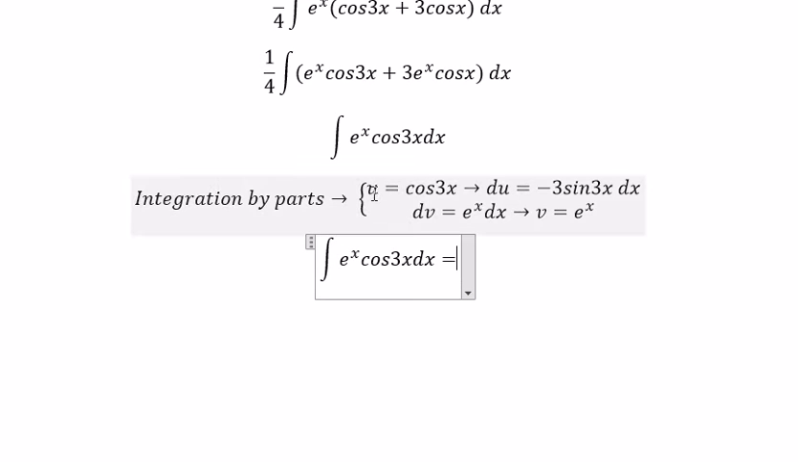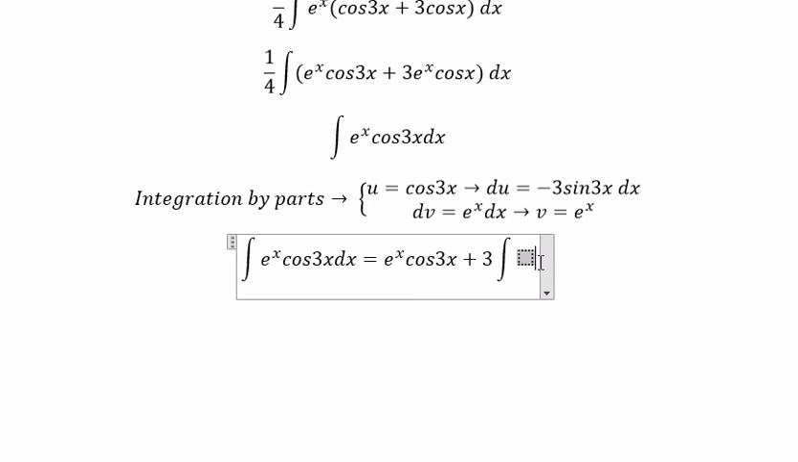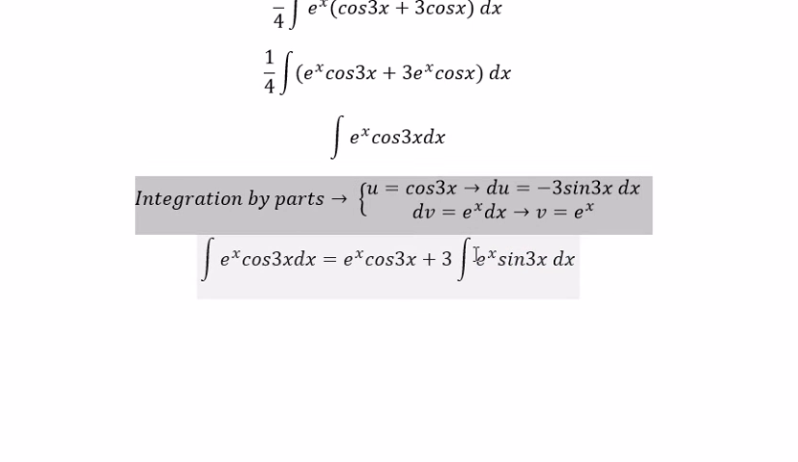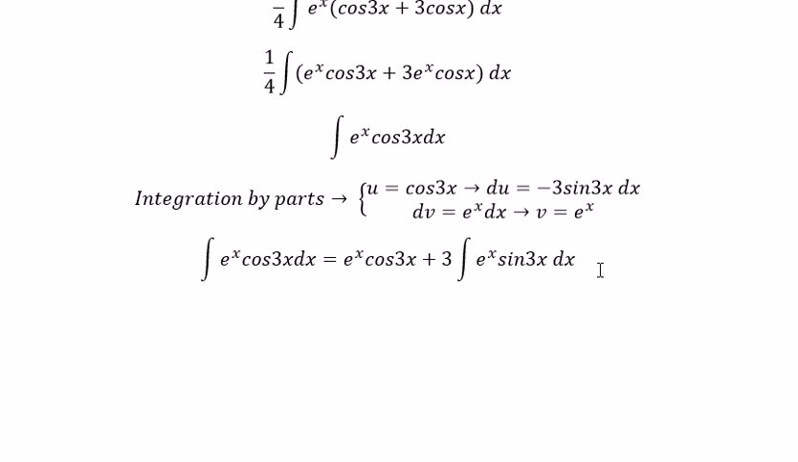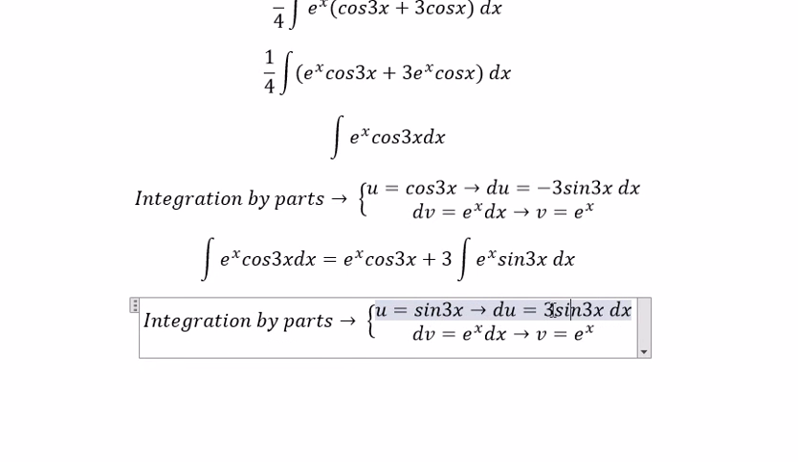So we got u multiplied with v, and we have negative in here, but we have the negative, so you got positive number 3, the integral of e to the power of x sine 3x dx, and this one we change for sine 3x. And this one you got 3 cosine 3x.